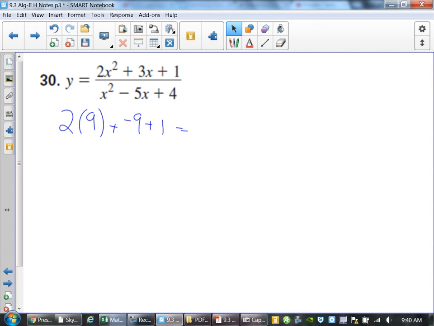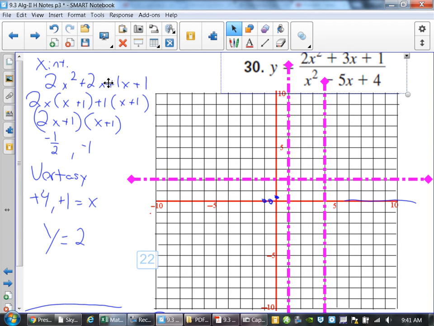18 minus 9 plus 1 is 10. 9 plus 15 plus 4. Yeah, so 10 over 28, so it's 5/14. It's less than a half, right?